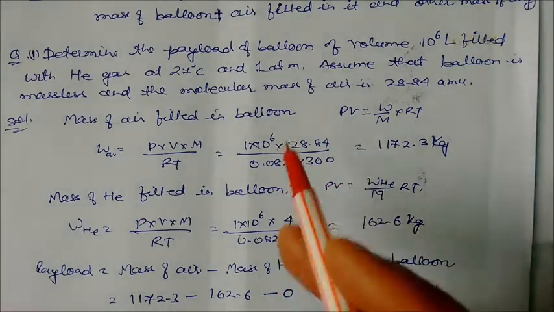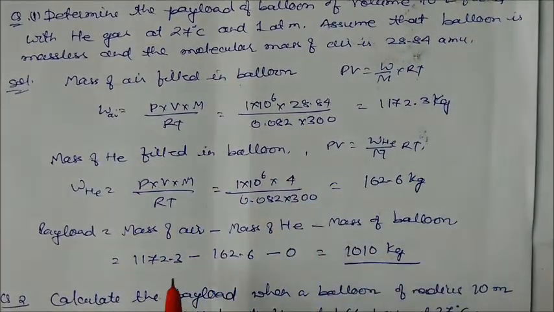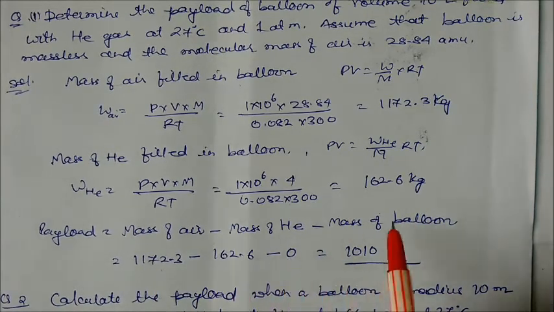The mass of the balloon is given as negligible. So what is the payload? Using the formula, mass of the air minus mass of the helium minus mass of the balloon. So this is the value: air, helium, mass of the balloon 0. So we will get 1010. This is the payload of the balloon. So this is an easy question.